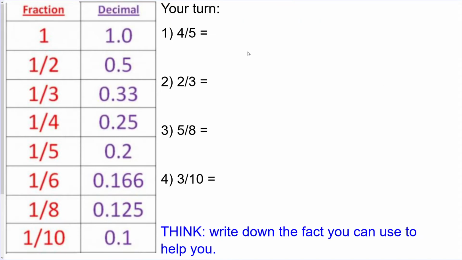Now I want you to have a go at this, okay? So remember what I did first. Can you find a fraction in this first column that we can link to 4/5? So is there a fraction here that has the same denominator? I'll get you started on this one. I can see that 1/5 has the same. So what am I going to multiply 1/5 by to get to 4/5?